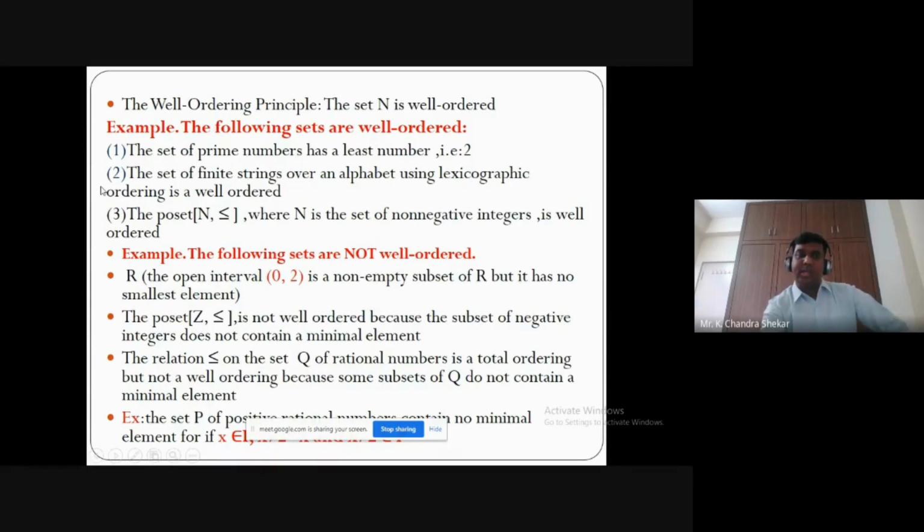Now similarly, the set of finite strings over an alphabet using lexicographic ordering is well ordered. Now what do you mean by lexicographic ordering? Maintaining a particular order.